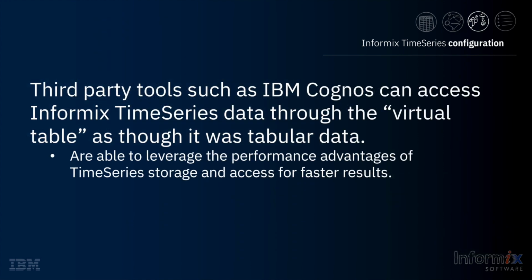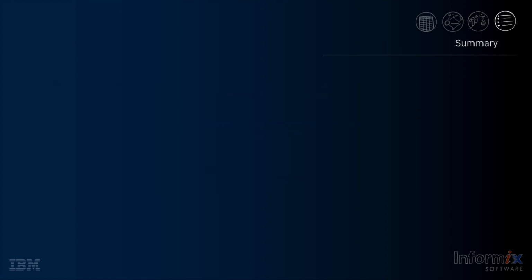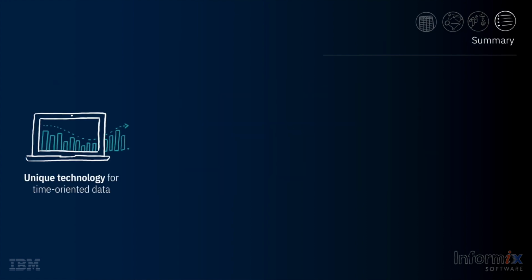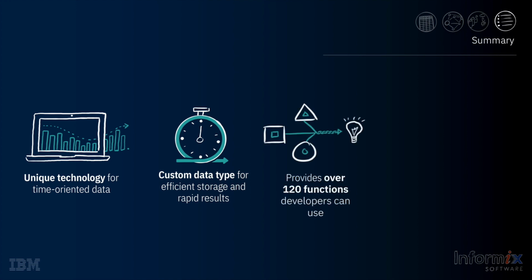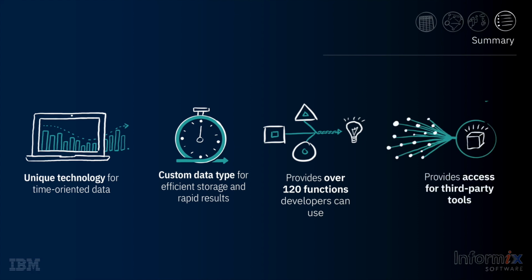Finally, with the SQL view or virtual table, third-party tools such as IBM Cognos and others can use time series data for their operations. In summary, Informix time series is unique technology for time-oriented data. It uses a custom data type for efficient data storage and use, eliminating data redundancy and increasing performance. It includes over 120 routines for application developers to call and use directly against the data, simplifying application development and maintenance. And it includes an SQL view for third-party tool access.